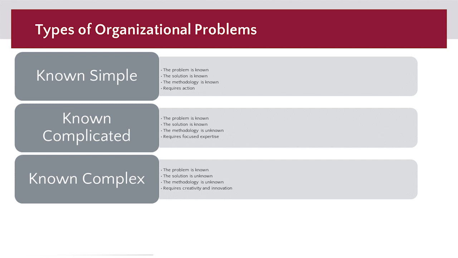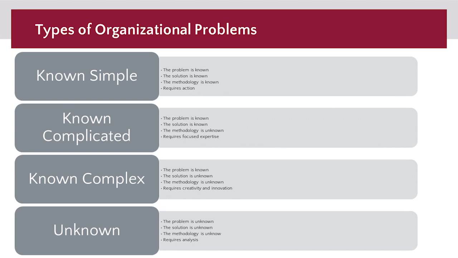The third type of problem is known complex. This is when you know the problem, but you don't know what needs to be done or how you can get it done. So for this, you would require more creative problem solving. And this may require having a diverse team coming together and looking at different options.